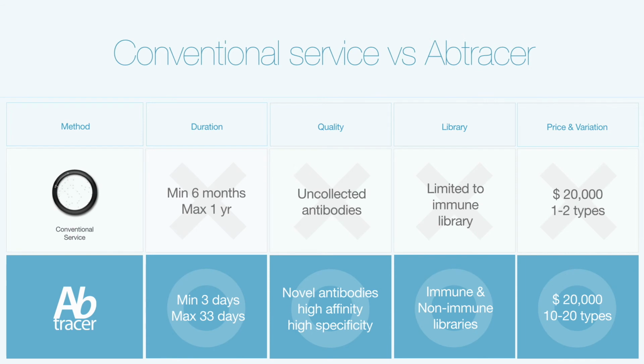In conclusion, AbTracer can add a lot of value for our clients. We can provide our service and find candidates much faster. We can find novel antibody candidates that wouldn't be found otherwise with high affinity, high specificity. It's flexible. We can use immune and non-immune libraries. For the same price, we can find 10 to 20 types of lead antibody candidates, whereas the conventional method may only find 1 to 2.